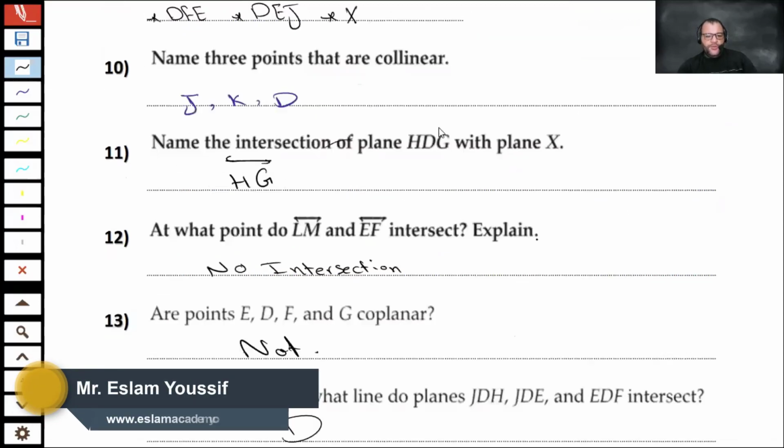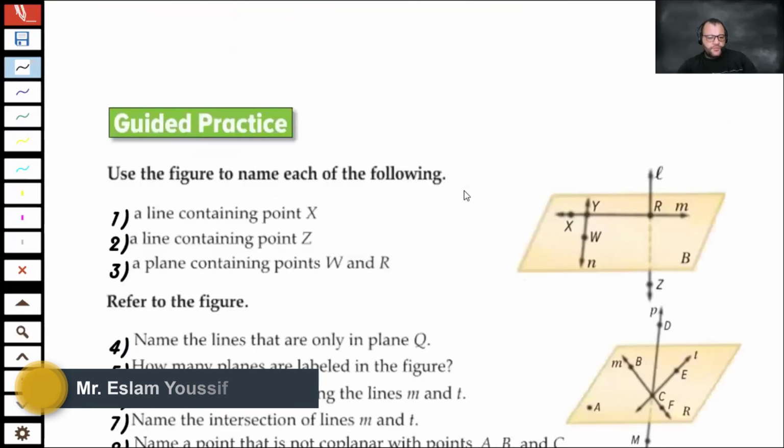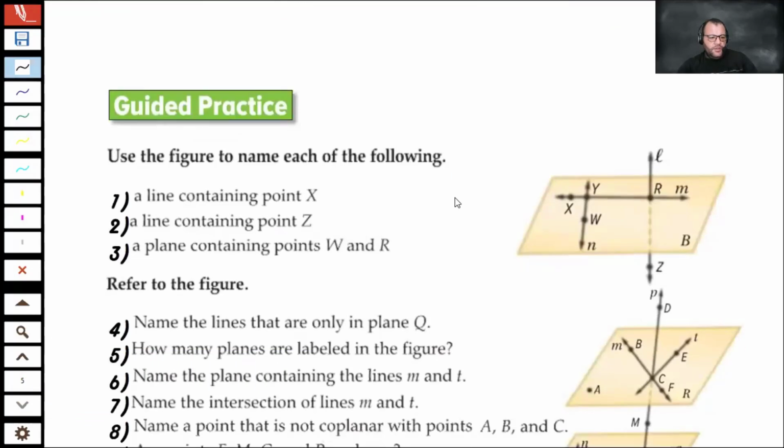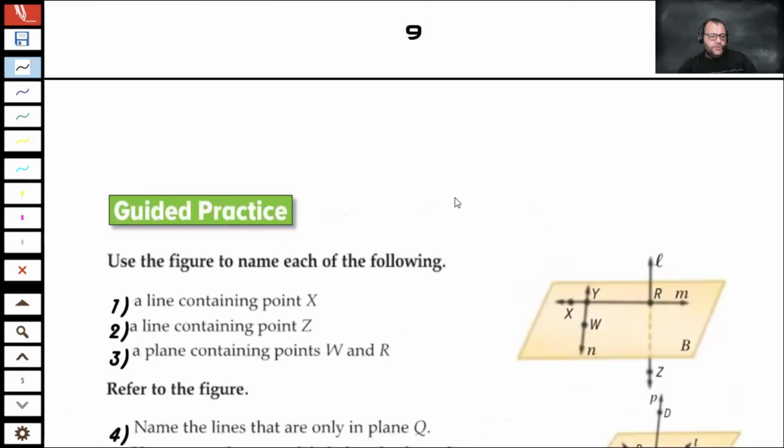Any problem for this one? Okay. Now we finished the lesson. I need you to solve this guide. Just a minute to take the attendance.